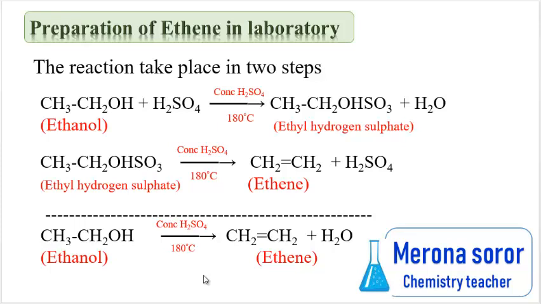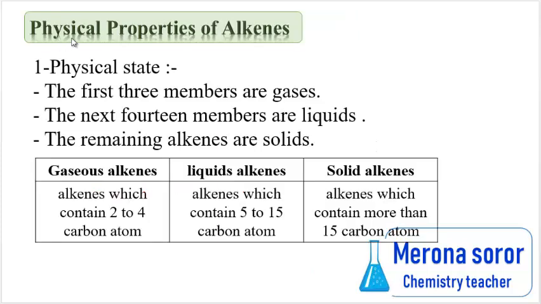By adding the two equations, we get the net equation: CH3CH2OH, using concentrated sulfuric acid at 180 degrees Celsius, gives CH2=CH2 plus H2O. Physical properties of alkenes. The physical state. The first three members are gases. The next 14 members are liquids. The remaining alkenes are solids.